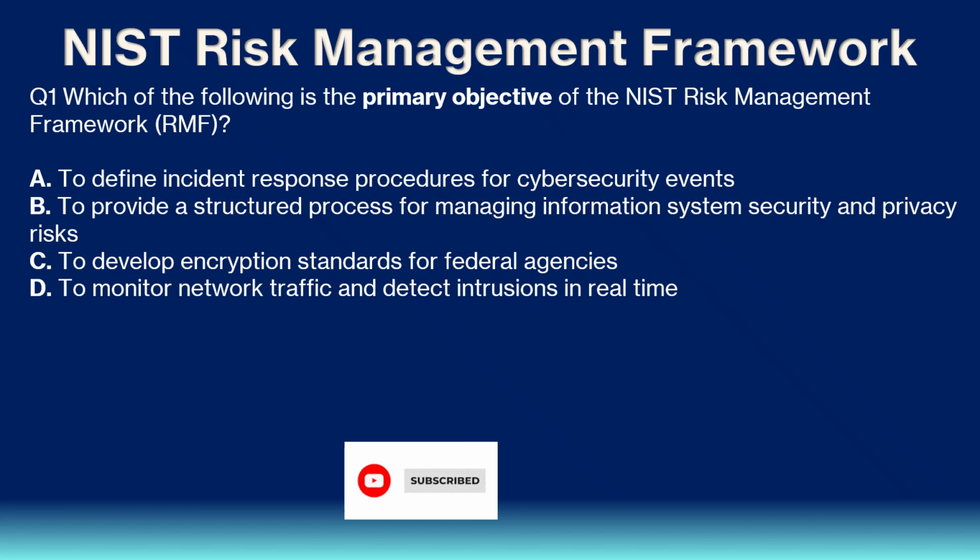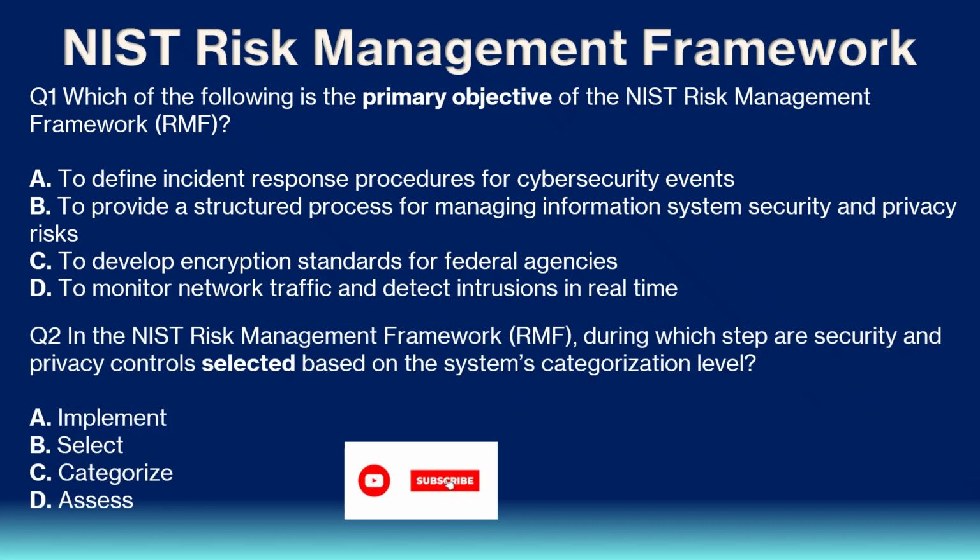Let's move to the second question. In the NIST risk management framework, during which step are security and privacy controls selected based on the system's categorization level? A. Implement. B. Select. C. Categorize. D. Assess.